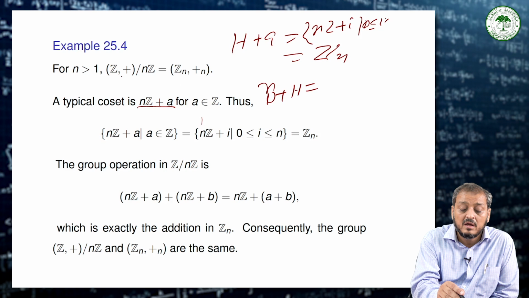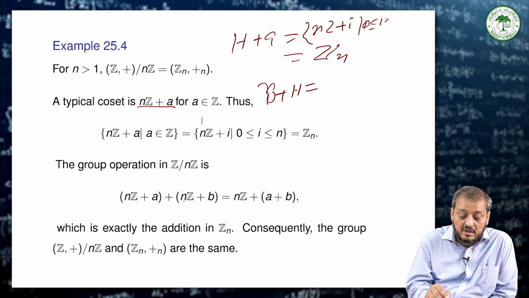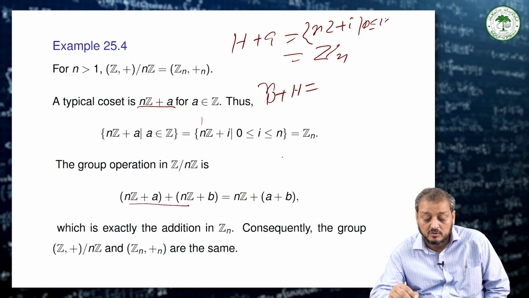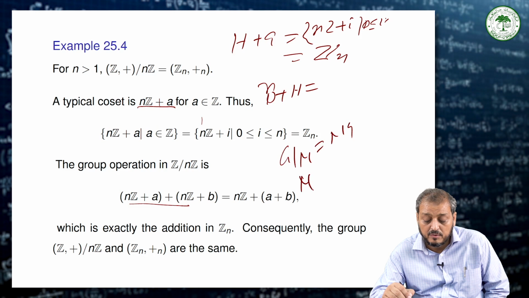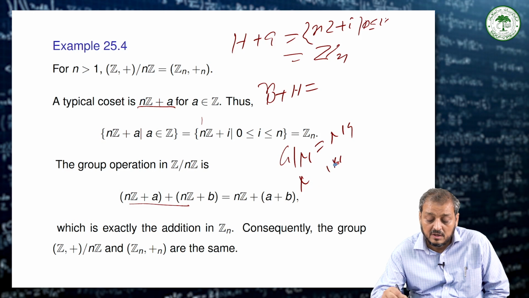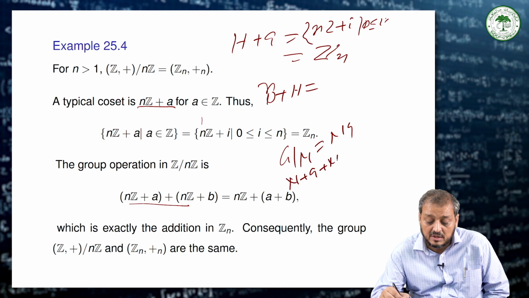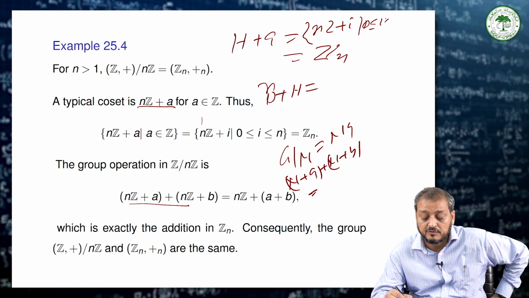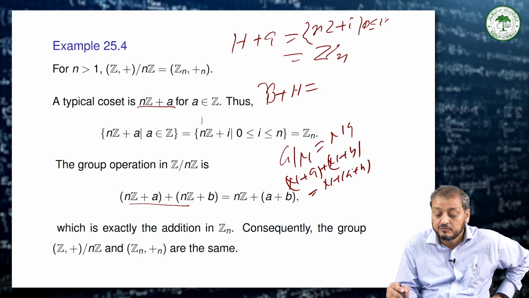Now because the operation in this case is addition, we write nZ plus a and nZ plus b. In the quotient group G by N, the binary operation is defined on the cosets, and since the operation is addition, nZ plus a plus nZ plus b gives the coset nZ plus a plus b.